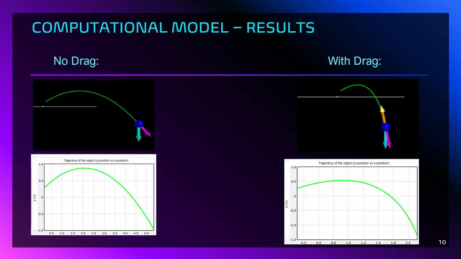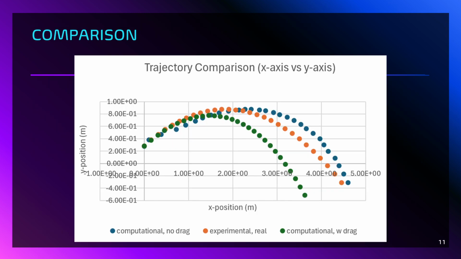So here are the results from my computational model. On the left, you can see the trajectory graph and the model when no drag is present, and on the right, you can see how a drag of 0.016 contributes to the trajectory of the ball. Now here's a scatter plot that depicts the scaled version of the actual data I acquired through Tracker, the computational model with a drag of 0.016, and the computational model that has no drag. So this measures trajectory with the x and y axis measured in meters.